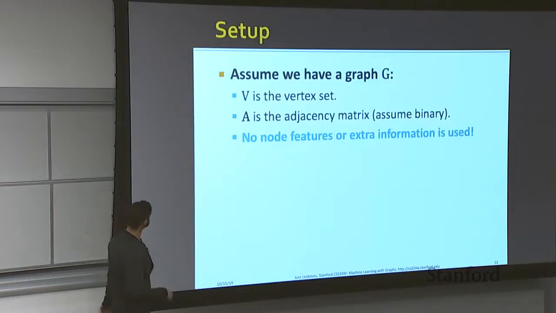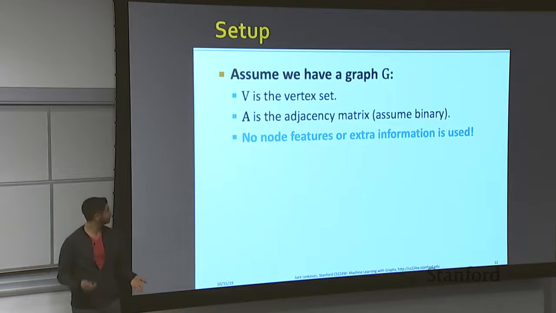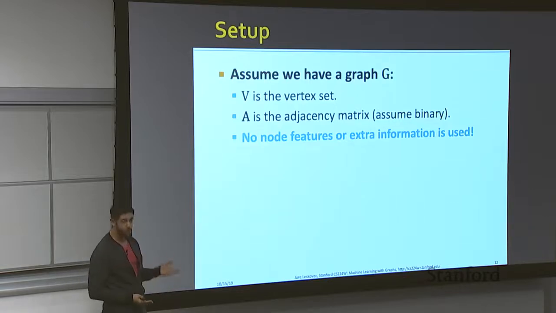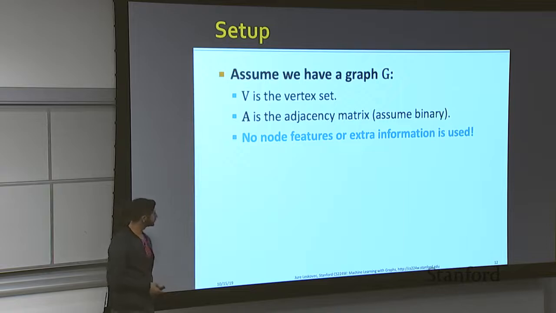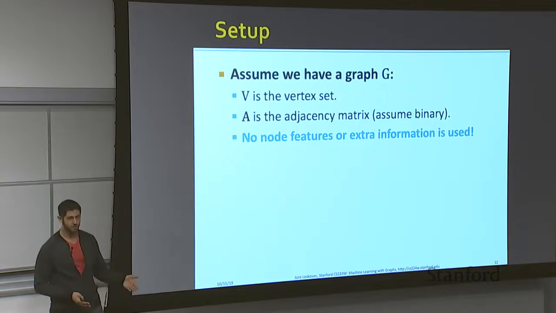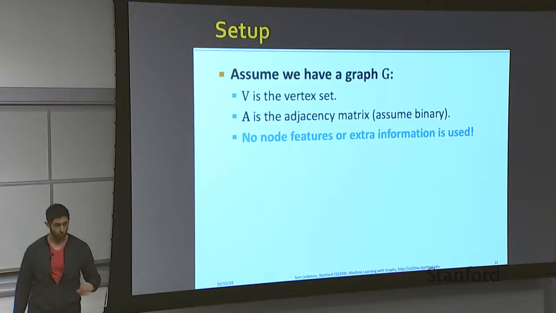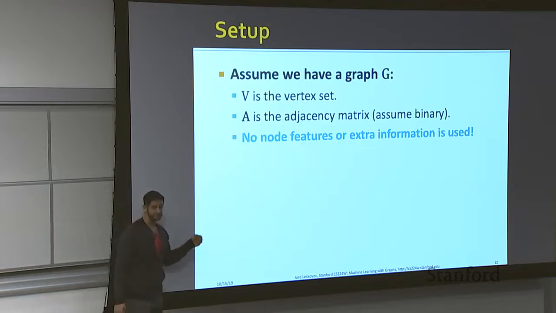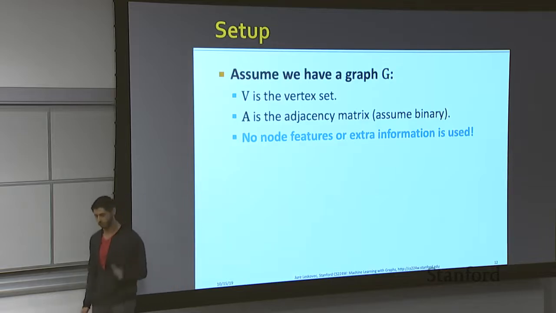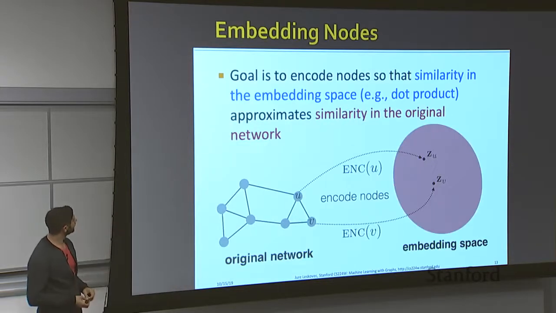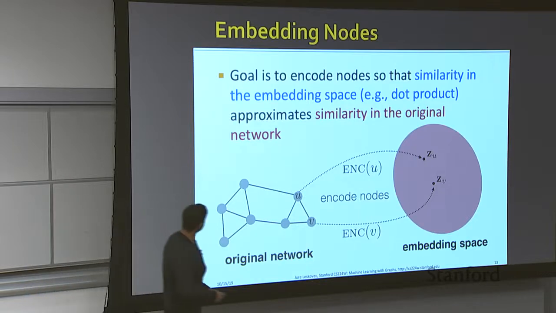Okay, let's start with this. So very quickly, what is our setup? We have our graph G, V is our vertex set, A is the adjacency matrix. We're going to be working with a binary adjacency matrix today, so let's not think about weights. We're just going to be thinking about the connectivity between the nodes. And for now, we're not going to be thinking of any node features or extra information. We're going to be adding this additional layer of complexity starting from Thursday. Okay, so we're going to be talking about techniques that can also take into account the node features. But for today, we're going to be doing without them. So what does it mean to embed nodes?